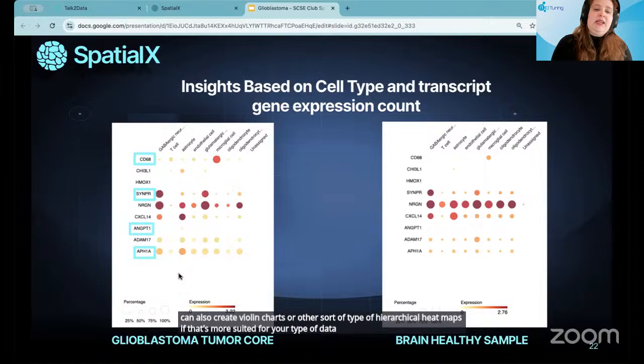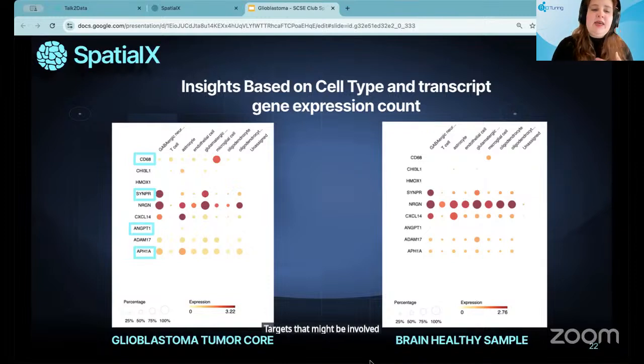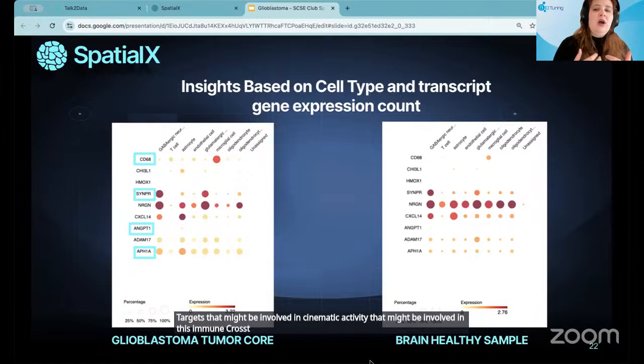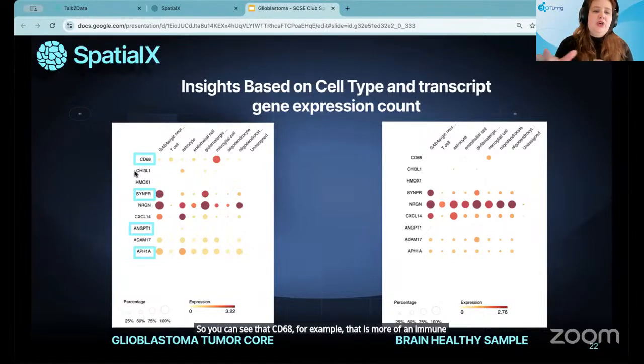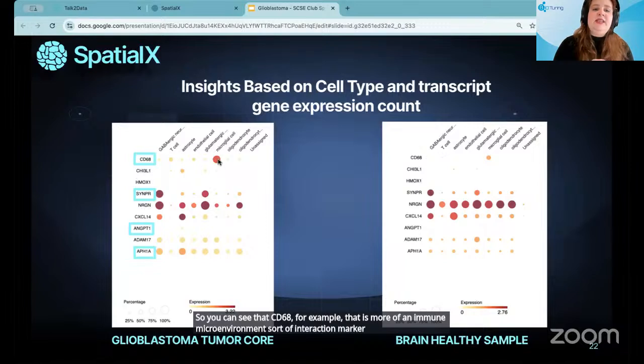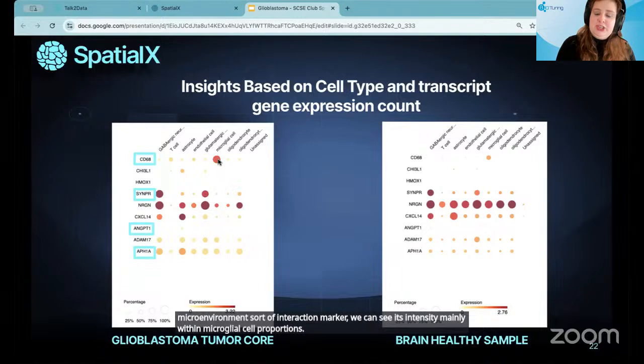But just from this analysis, I can validate what we were seeing in these transcript location images, which was that there are very particular targets that might be involved in synaptic activity, in this immune crosstalk interaction, or other hypoxic-specific markers. You can see that CD68, for example, is more of an immune microenvironment interaction marker. We can see its intensity mainly within microglial cell proportions in terms of the gene expression of that transcript.